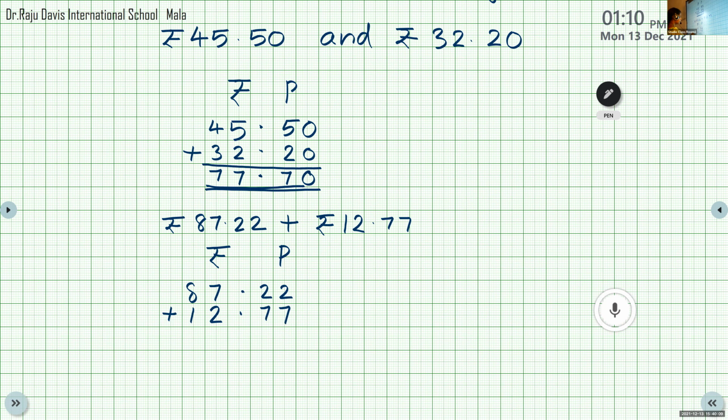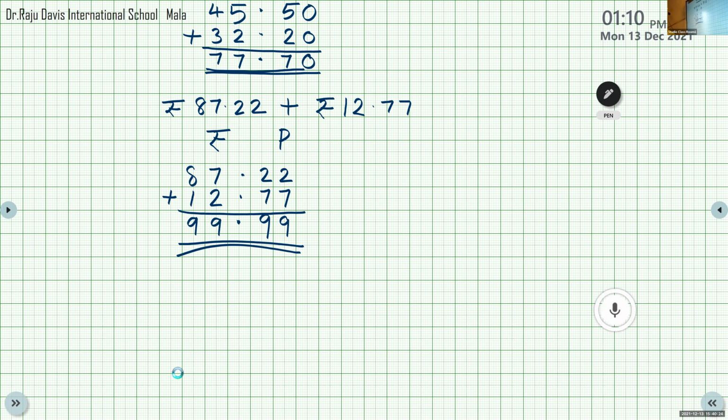Let's add. Now, 2 plus 7 is equal to 9. Again, 2 plus 7 is equal to 9. Then the dot. 7 plus 2 is equal to 9. 8 plus 1 is equal to 9. That means 99 rupees 99 paisa. Is it clear to you all how to add the money? When we add the money, we should be very careful. It's very simple, but you have to write the rupees and paisa properly.